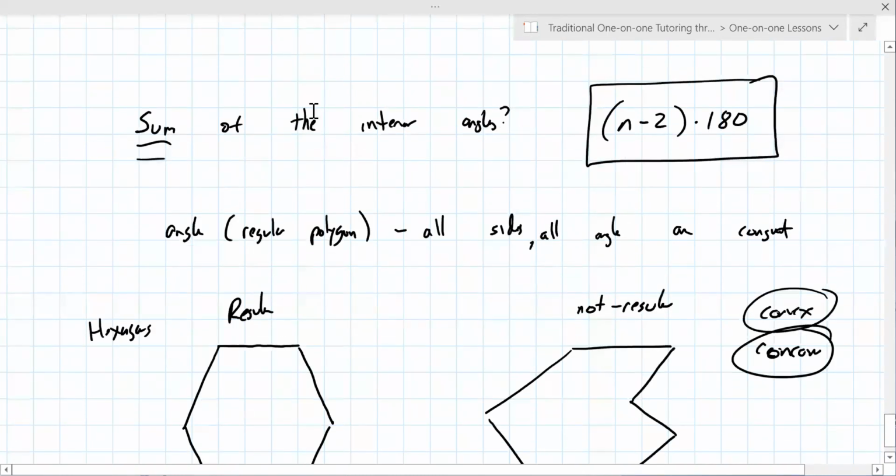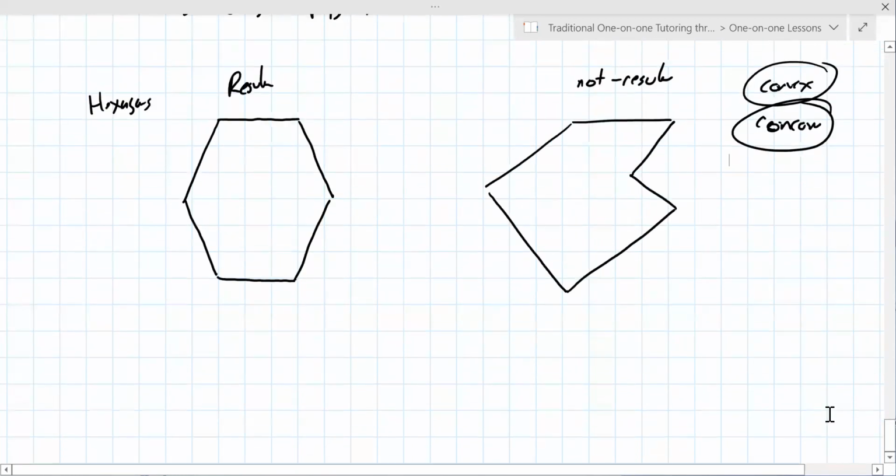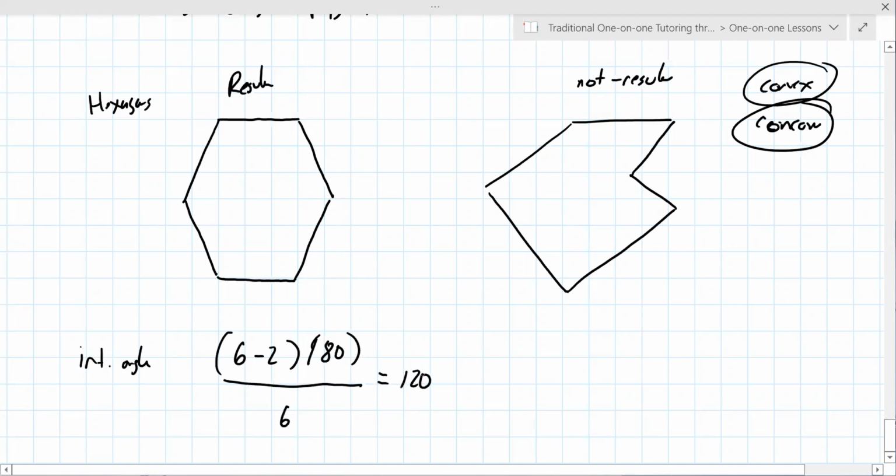This formula always works for the sum, but when you want the regular polygon, that's when you can divide this formula by the number of sides. It doesn't work for this non-regular one. So what I mean by that is if you wanted to find the interior angle for this hexagon over here and you wrote 6 minus 2 times 180, and then you divided by the number of sides, 6, you will get 120. And that means that every one of these is 120.